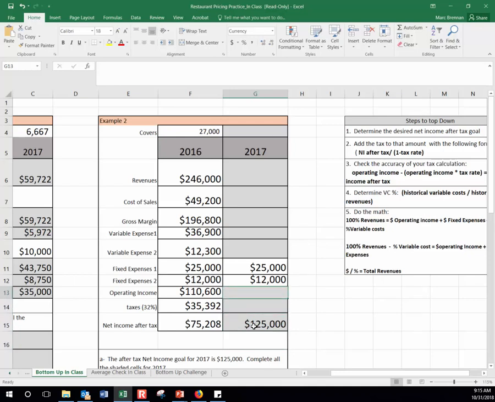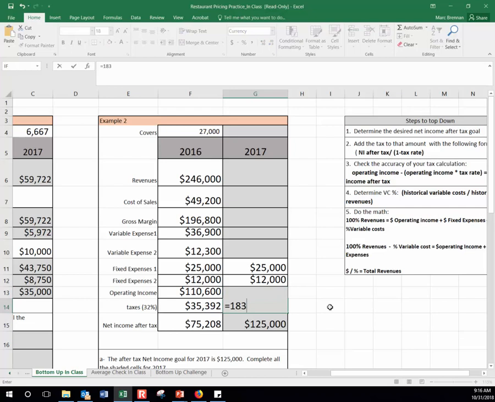So again, we're going to go our income after tax, and we're going to divide it by 1 minus the tax rate, 0.32. So if my net income after tax and my taxes equals my operating income, my income before tax, that means that this number is 68% of this number. So that's what we're doing. We're dividing it by 68% to find out what the whole number is. So $183,824.